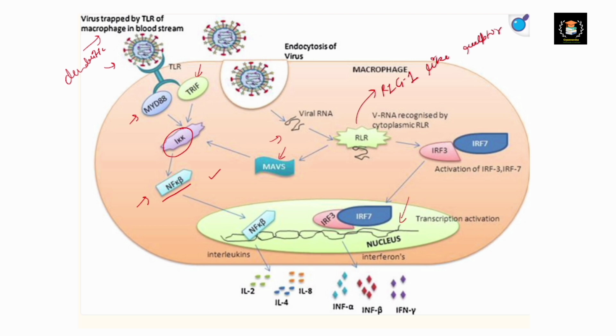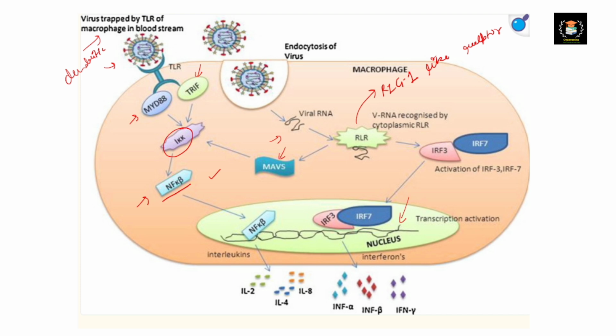On the other hand, if endocytosis of the virus happens, then viral RNA will come into the cytoplasm of the host cell. What will it do? The RLR, RIG-I like receptor, gets activated. It activates the MAVS protein, the mitochondrial antiviral signaling protein. It will activate NF kappa B. How? It first activates IKK. IKK will activate the NF kappa B protein. Then NF kappa B goes to the nucleus.